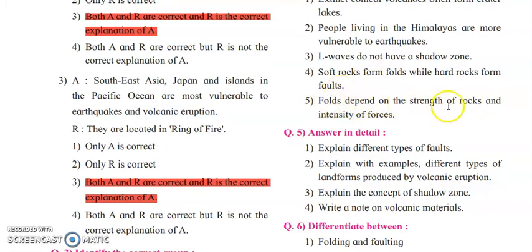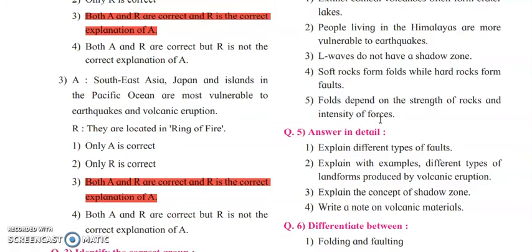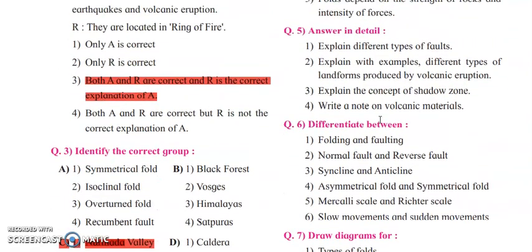Next, fault depends on the strength of rocks and intensity of the forces. Now, you should know what is the strength of the rock. The rock should be soft. Whenever you want to create a fold, first of all, the rock should be soft, the elasticity quality should be there, ductility should be there, flexibility should be there. If all these qualities are present in the rock, then and then only the fold is possible. If the rock is rigid, if it is very hard, then definitely it is not going to lead to a fold.